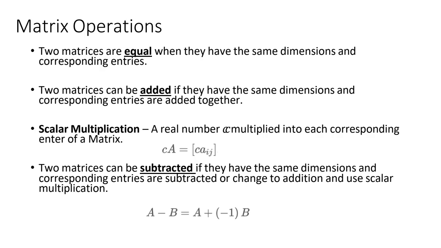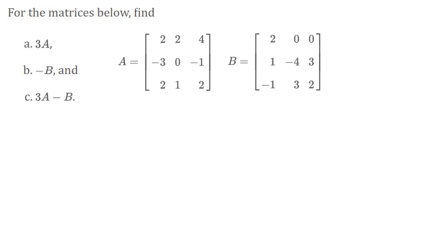So now we're going to look a little bit at operations. Two matrices are equal if they have the same dimensions and corresponding entries. They can be added if they have the same dimensions, and we add the corresponding entries together. Scalar multiplication just means that we're multiplying a real number to the matrix. And then two matrices can be subtracted if they have the same dimensions. And so we'll look at a couple of examples here.